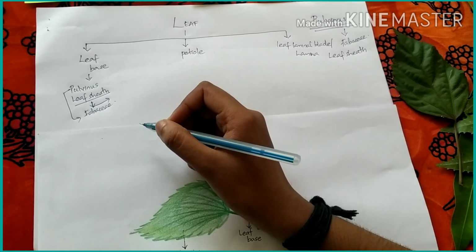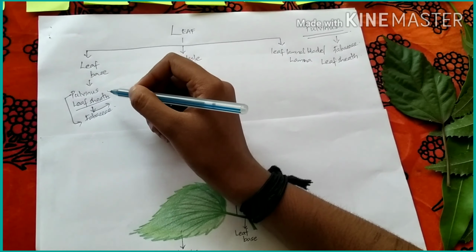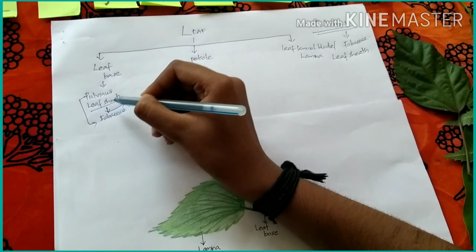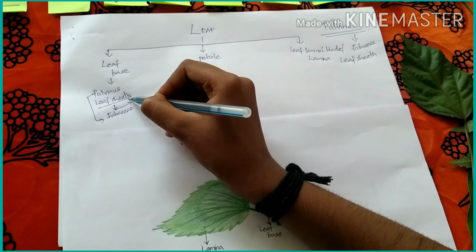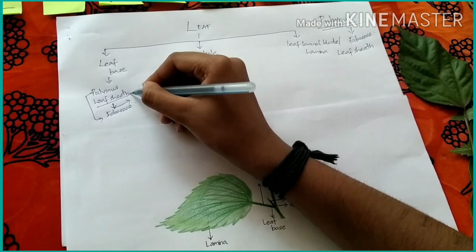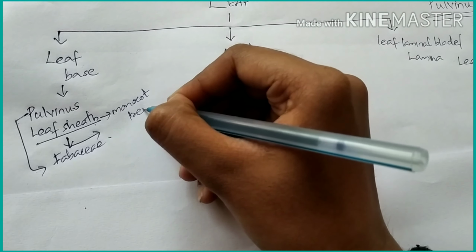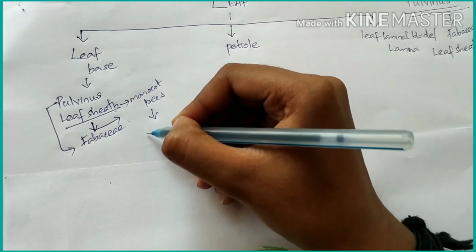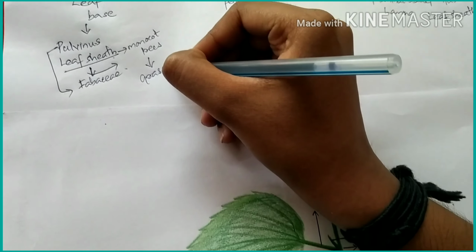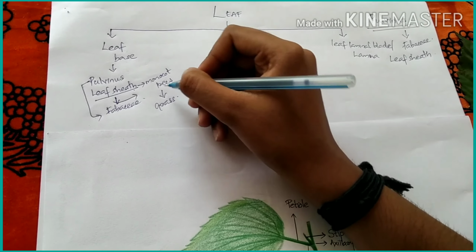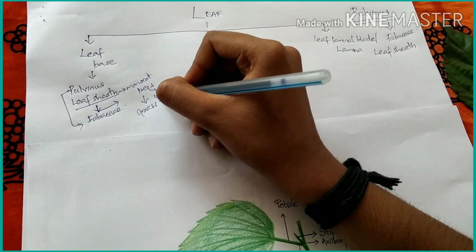So as discussed earlier, the pulvinus is the character of the family Fabaceae, and the leaf sheath is the character of monocots. For example, grass, which is a monocot plant, and the monocot tree, coconut.